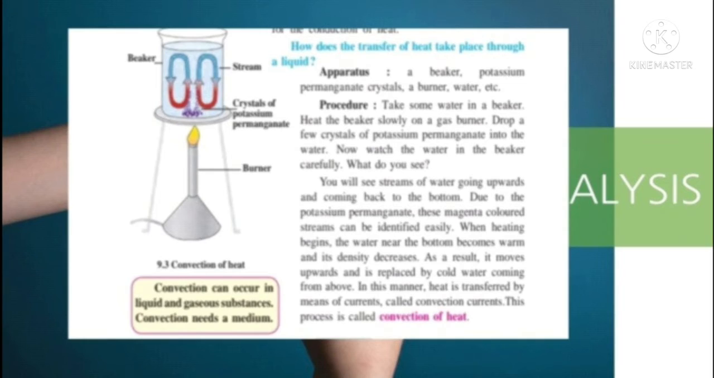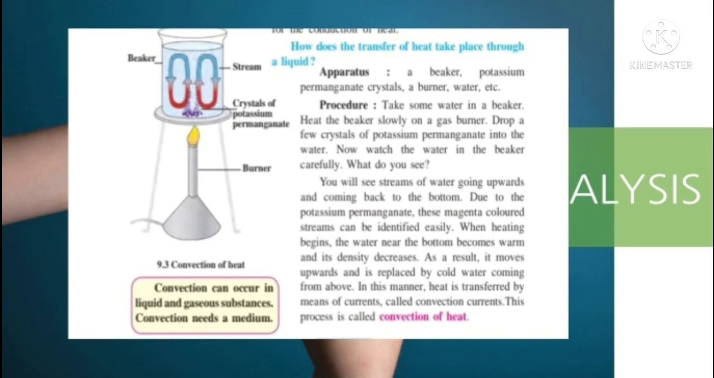Then convection. The procedure of the experiment is: take some water in a beaker, heat the beaker slowly on a gas burner, and drop a few crystals of potassium permanganate into the water. Now watch the water in the beaker carefully. So you see streams of water going upward and coming back to the bottom. Due to the potassium permanganate, this magenta-colored stream can be identified easily.